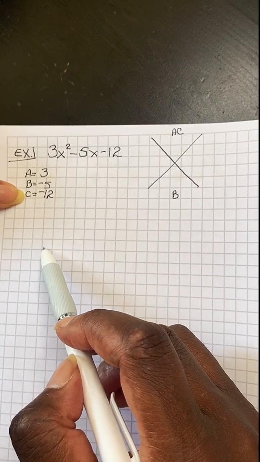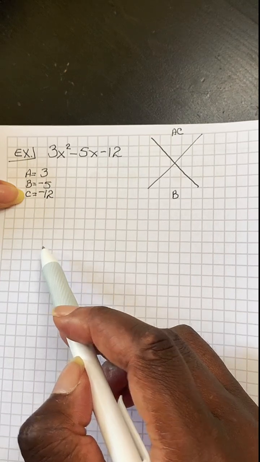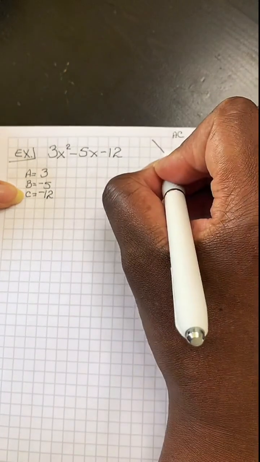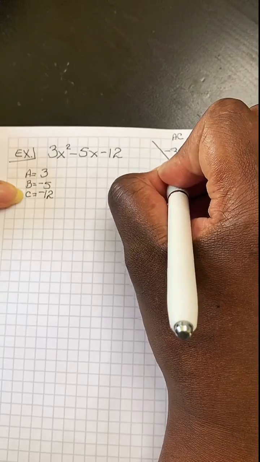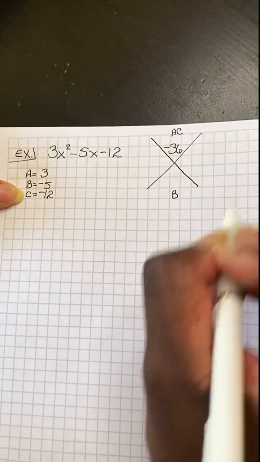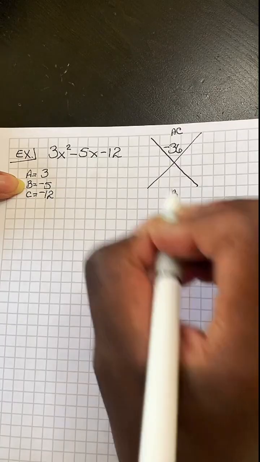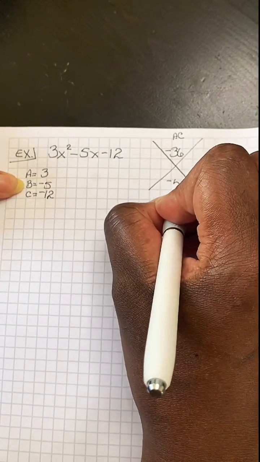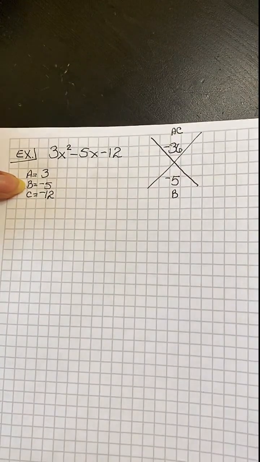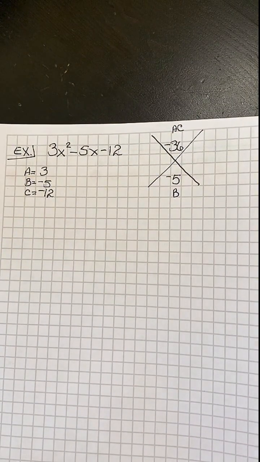Okay. What's 3 times negative 12? Here we go. We got our negative 36. And we rewrite our B, which is negative 5. Okay. Everything seems pretty cool so far.